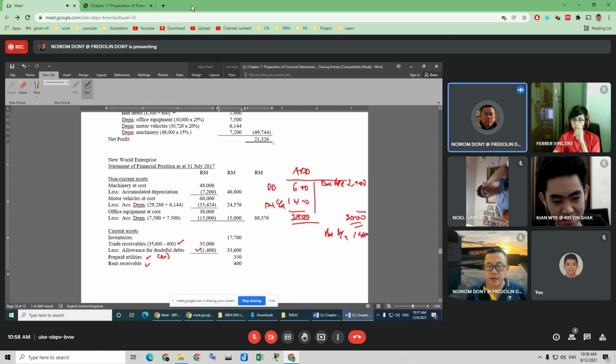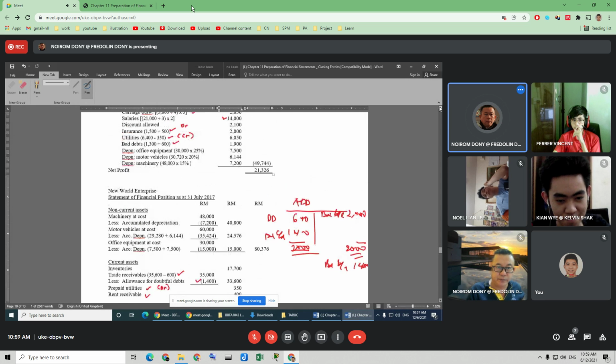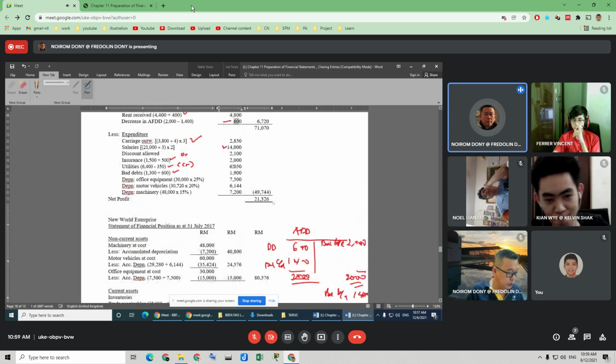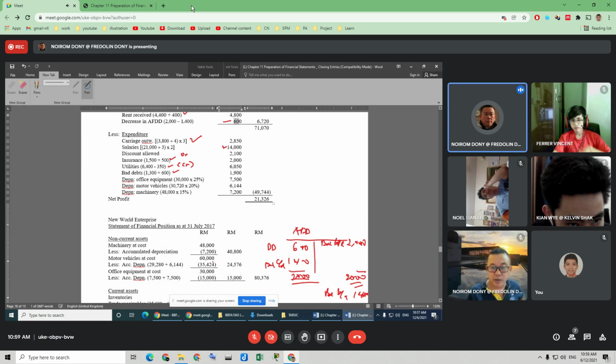Okay, 35,000 minus 1,400. And we have depreciation. If you look at the question, depreciation, office equipment 35% using straight line method. So we just times with the cost. From the trial balance, 30,000 times 25%. So 7,005. This is debit. And credit is when we provide, office equipment. So when we plus, that is credit.